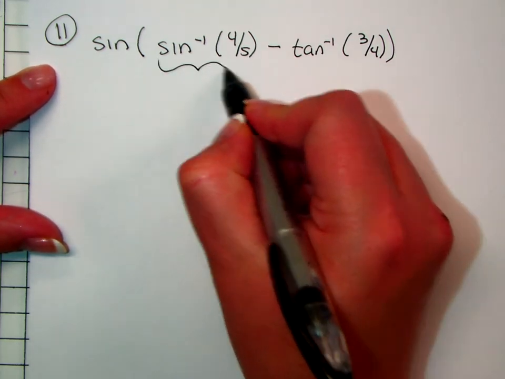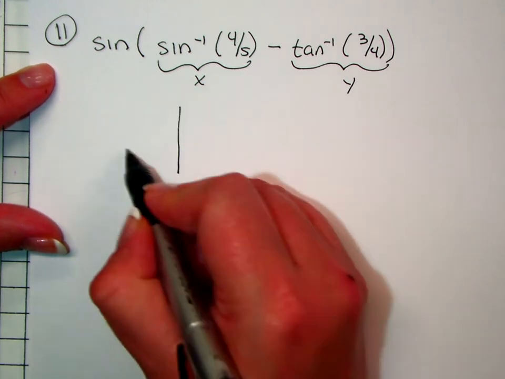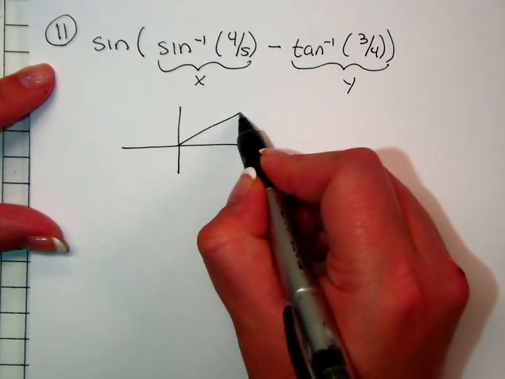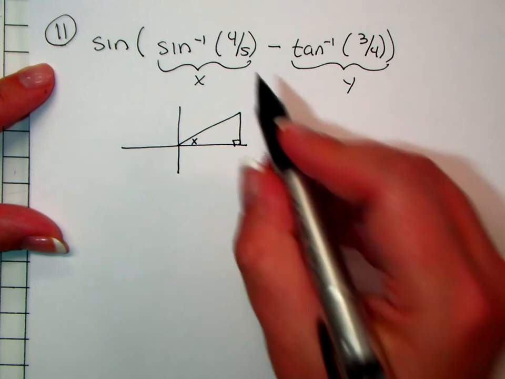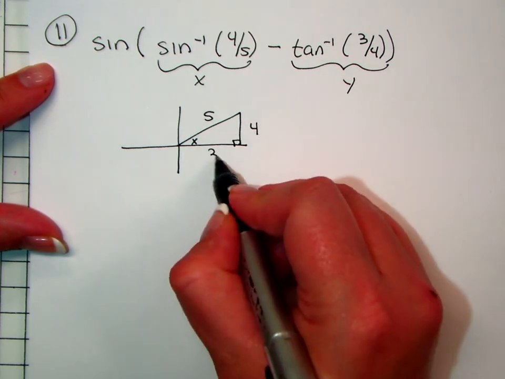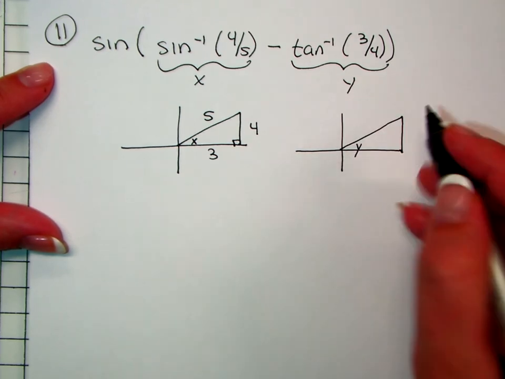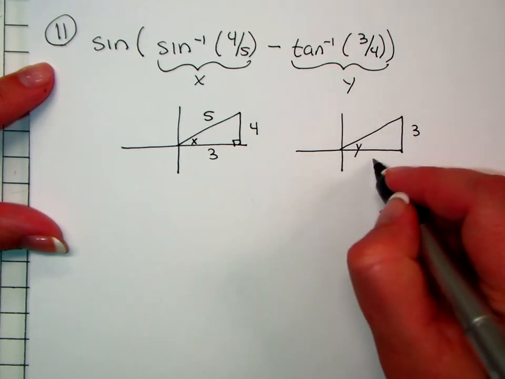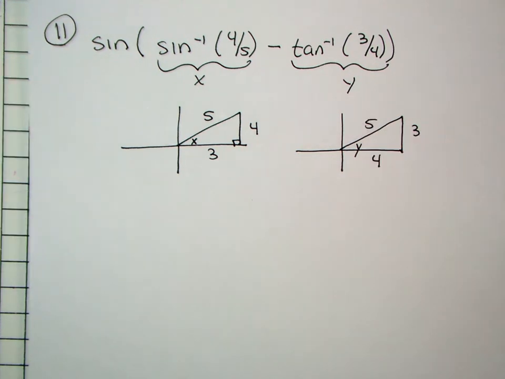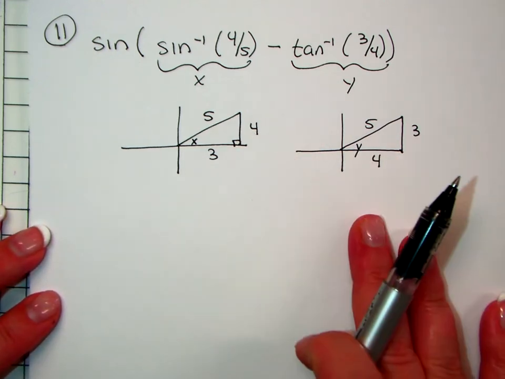All right, so I'm going to let this be angle x. I'm going to let this be angle y. I'm going to draw the triangle for x and y. So here's my angle x. Sine is opposite over hypotenuse, so the last remaining side is 3 here. Here's angle y. Opposite over adjacent, so hypotenuse is 5. So both of them are 3, 4, 5 triangles, but I like having the 2 different triangles.